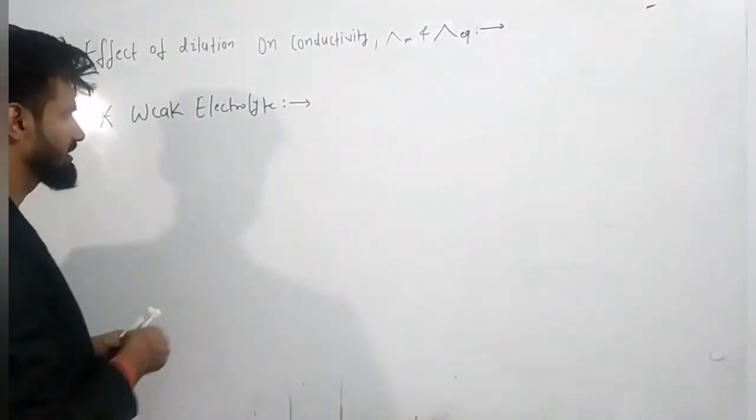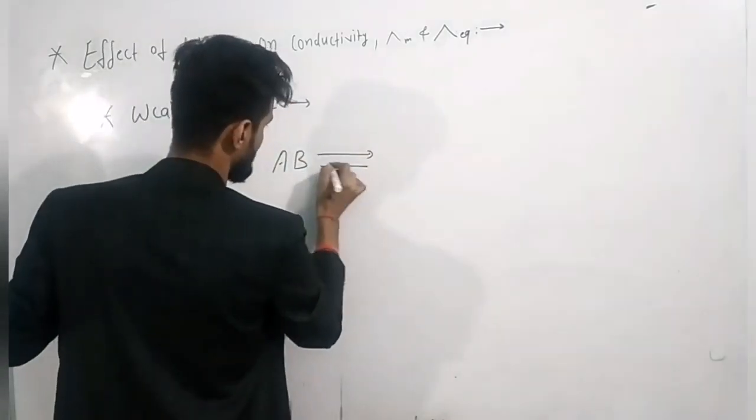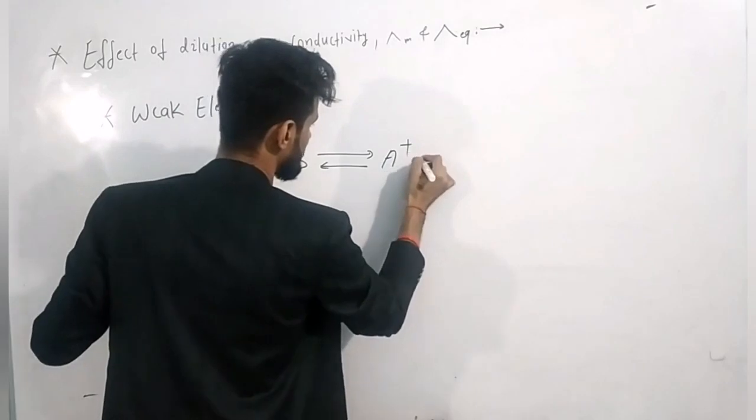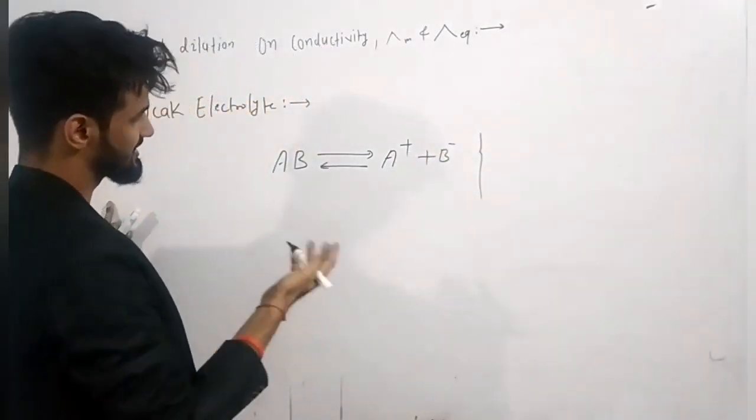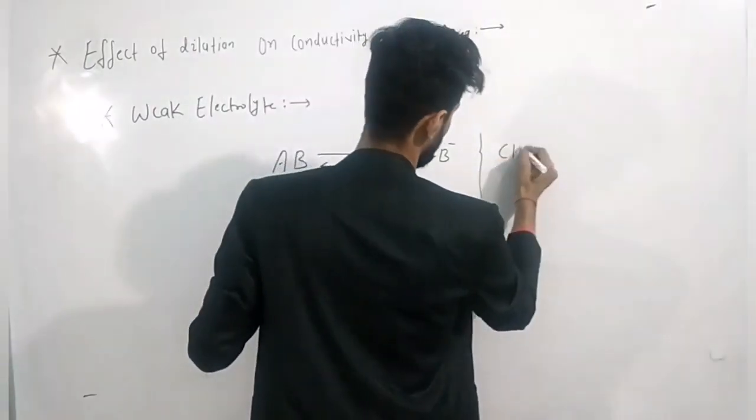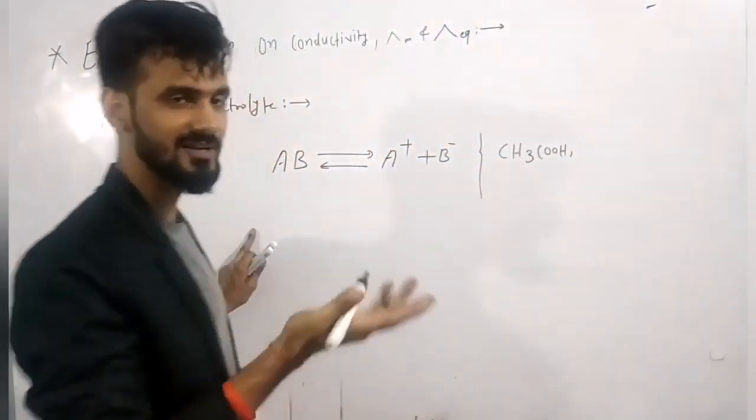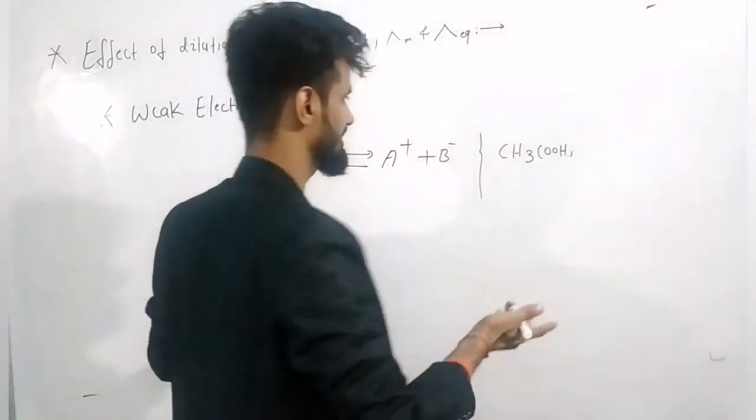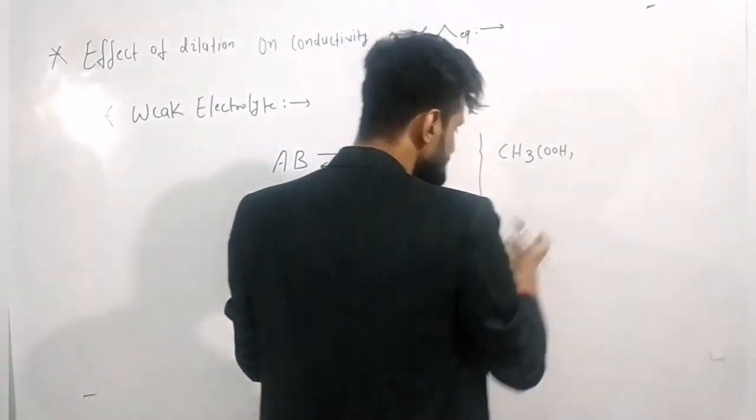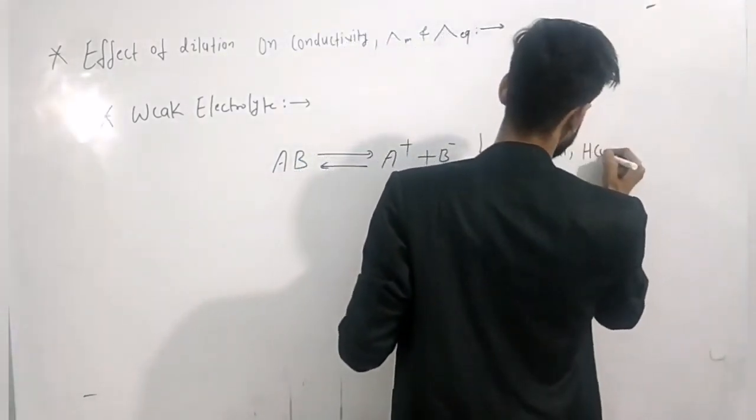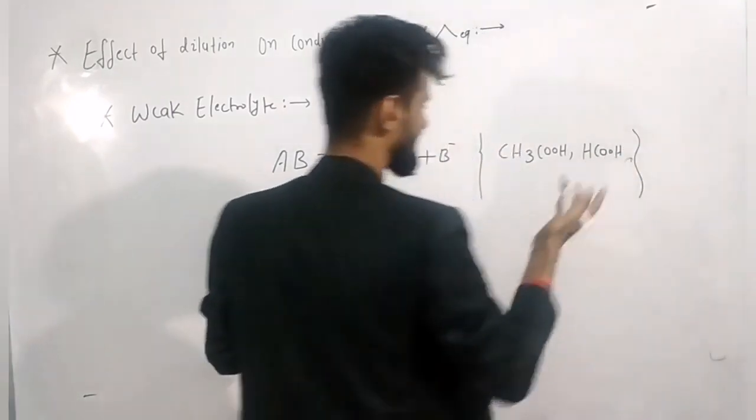In weak electrolyte, if it is a weak electrolyte AB, I am assuming, it is going to dissociate into A plus and B minus. Examples of weak electrolyte can be CH3COOH. Weak acid and weak base are perfect examples of weak electrolyte. Generally you can remember that. CH3COOH is acetic acid, HCOOH is formic acid, all these things.